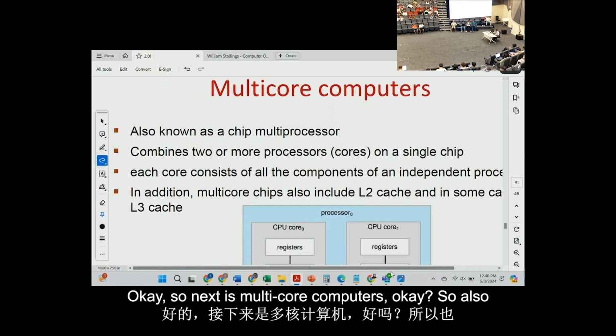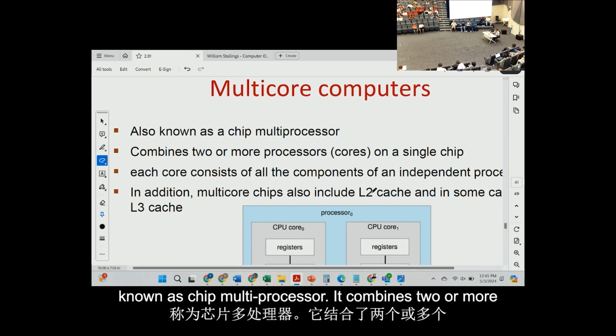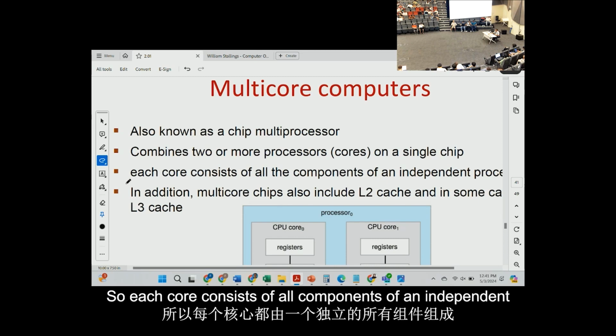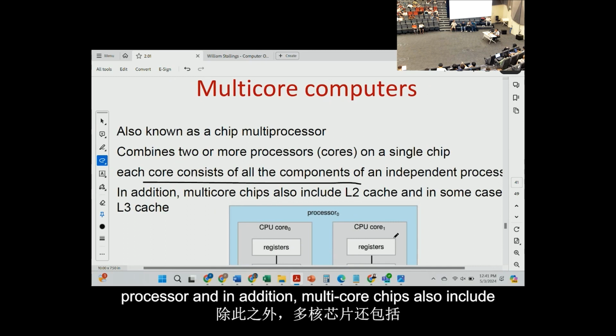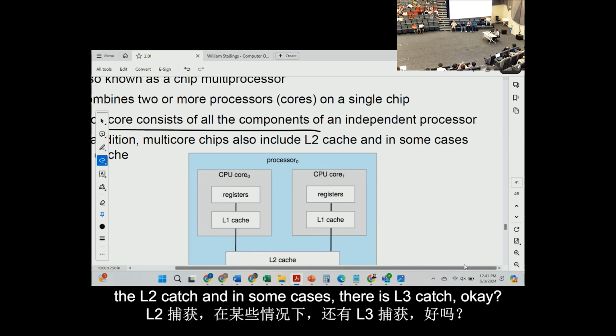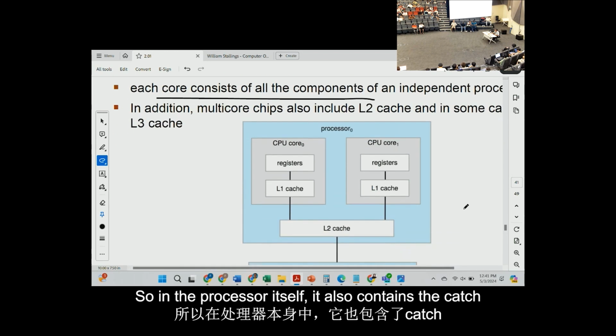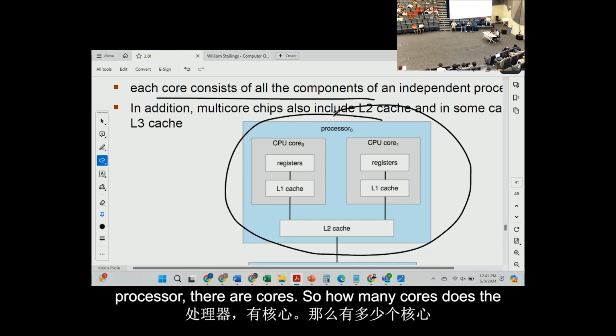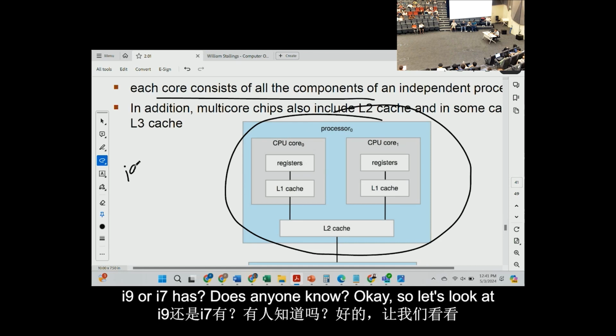Okay, so next is multi-core computers, also known as chip multiprocessor. It combines two or more processors, which we can call cores, on a single chip. Each core consists of all components of an independent processor. In addition, multi-core chips also include the L2 cache, and in some cases there is L3 cache. So the processor itself also contains cache memory. Inside the processor, there are cores. So how many cores does the i9 or i7 have? Does anyone know?